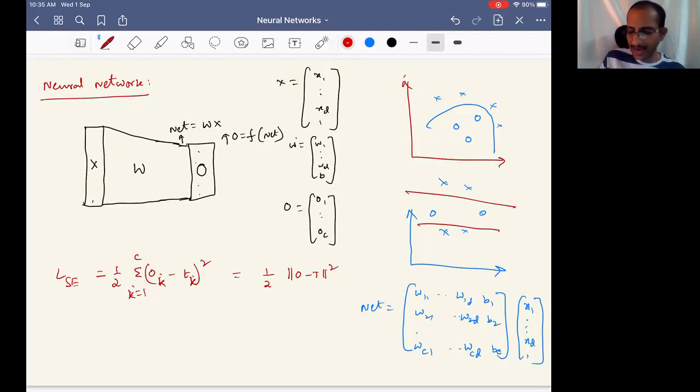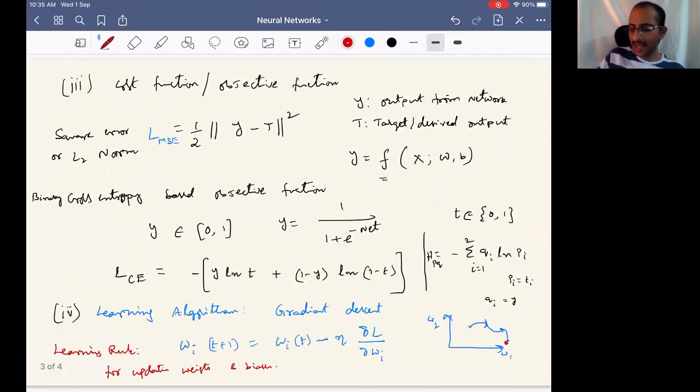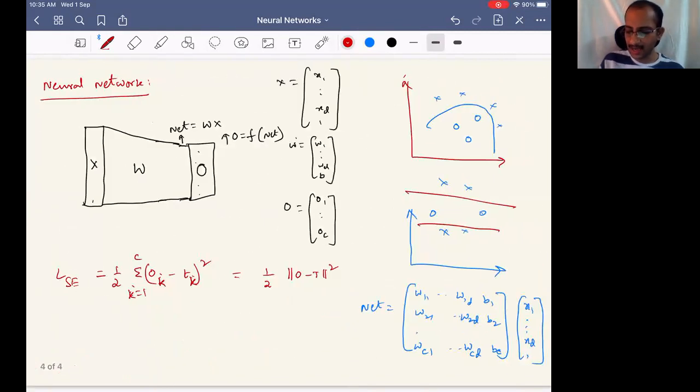Similarly, I can also write any other cost function, like cross entropy. I am not writing it here. It goes along similar lines, except that yi and 1 minus yi, ti and 1 minus ti, and the summation over k will come into the picture.